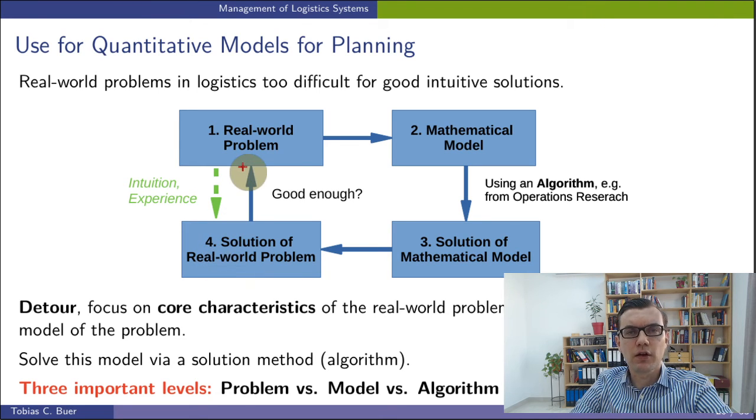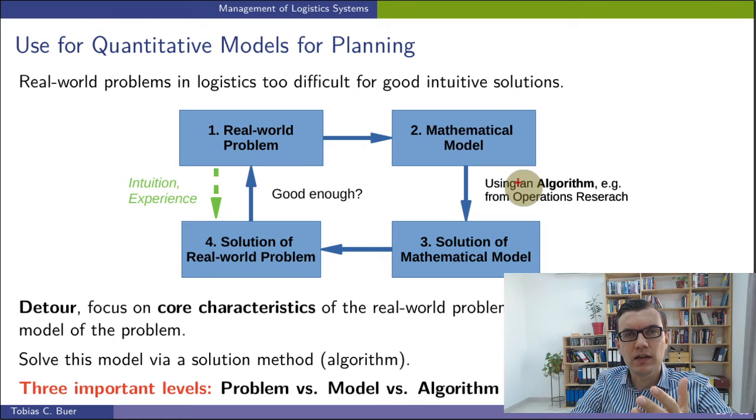And when we use quantitative methods, we try to come up with a mathematical representation of the real-world problem. This is usually a way simpler way of dealing with the real-world problems. We make some simplifications. We try to focus on the most important characteristics of the real-world problem and formulate a mathematical problem. Then we apply algorithms, solution approaches, to solve a mathematical model.